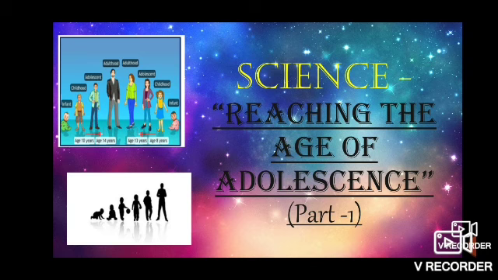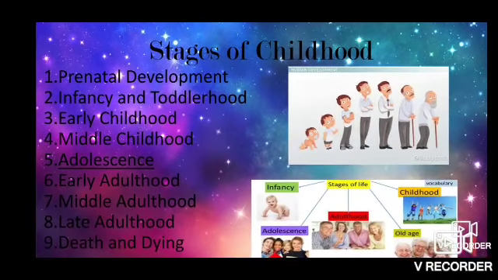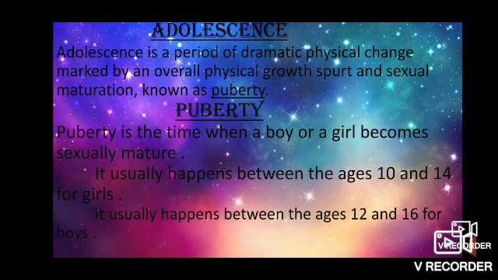Fine. So have a look at this slide. Stages of childhood: first is prenatal development, infancy and toddlerhood, early childhood, middle childhood, adolescence, early adulthood, middle adulthood, late adulthood, and death and dying. Now let's see the definition of adolescence. Adolescence is a period of dramatic physical change marked by an overall physical growth spurt and sexual maturation known as puberty.